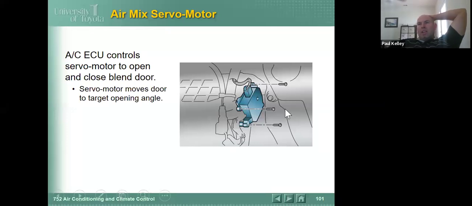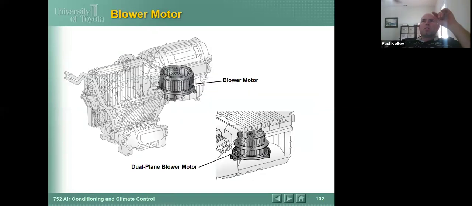Two of the wires actually move a motor, and that motor is splined to the door, and it moves the door this way or it moves the door this way. Cool. So we'll cover the other types. And then here's your blower motor. Sometimes they have different blades to get more airflow, but your blower motor's right there.